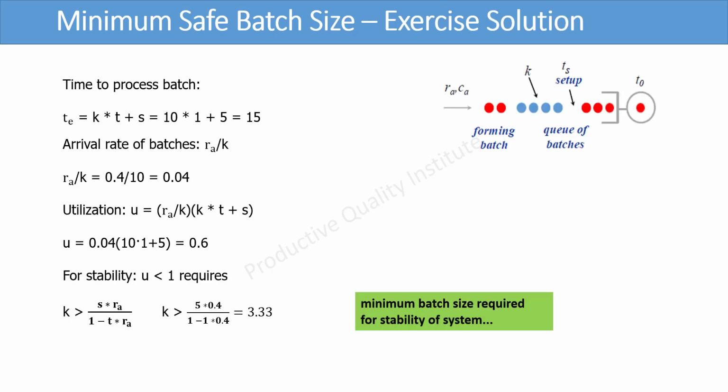Time to process batch, T of E, is equal to K times T plus S, which is equal to 15. Arrival rate of batches, R of A, divided by K is equal to 0.04. Utilization, U, is equal to 0.6. For stability, U less than 1 requires K greater than 3.33. This is the minimum batch size required for stability of the system.